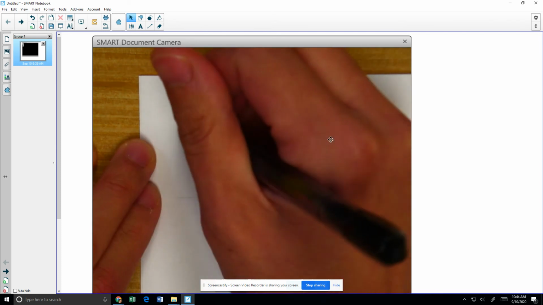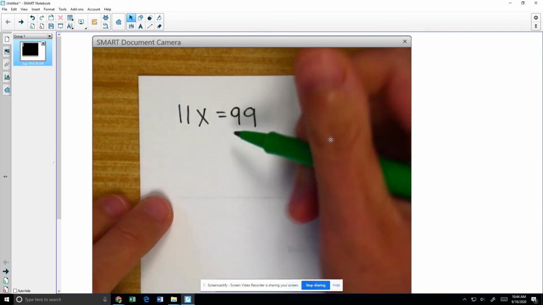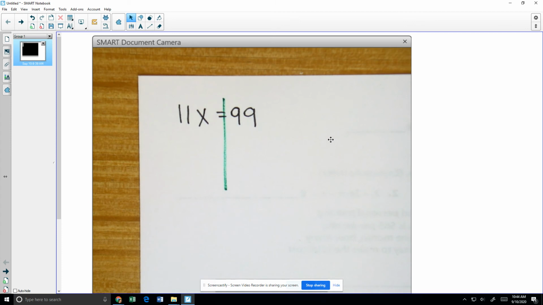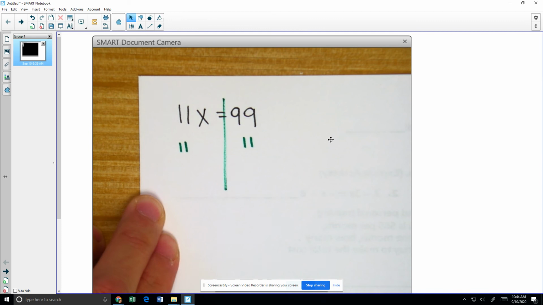Let's solve for x. I have 11x equals 99. So I'm going to draw my line and I'm going to try to drop down the number that's on the same side as x. Can someone type or shout out, what number is on the same side as x? 11. Jose, Jema, thank you so much. So 11 is what I'm going to drop down.